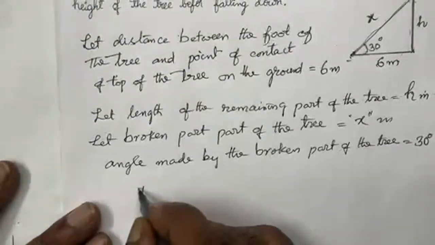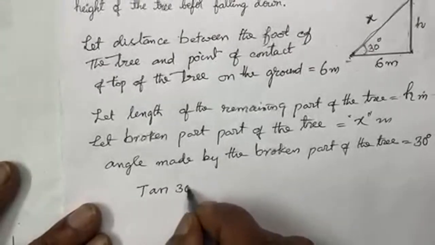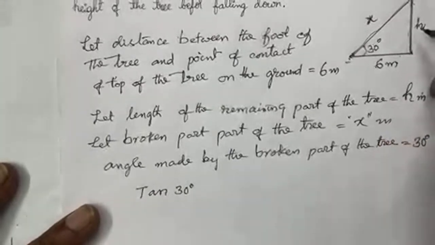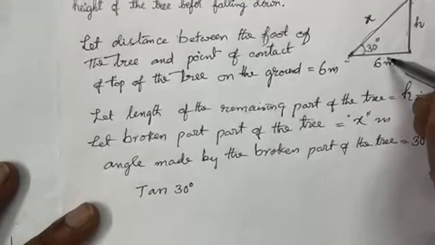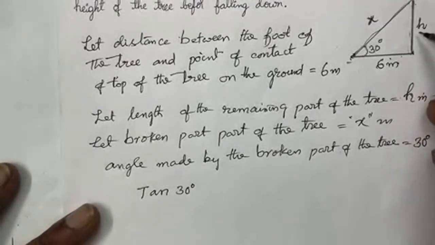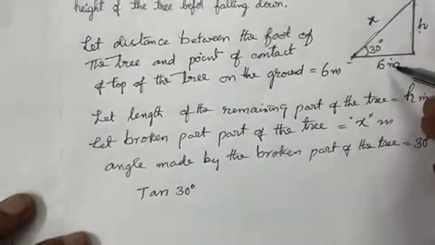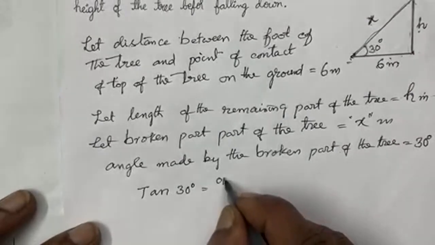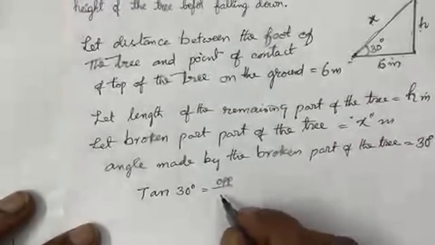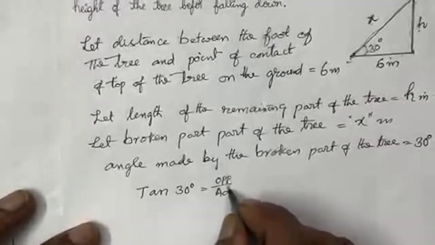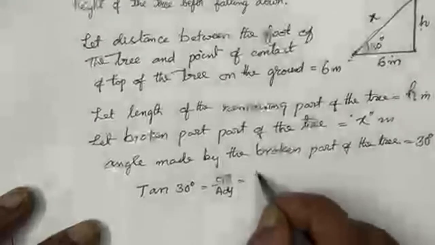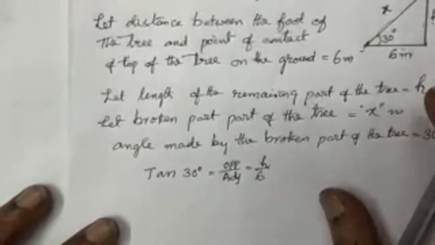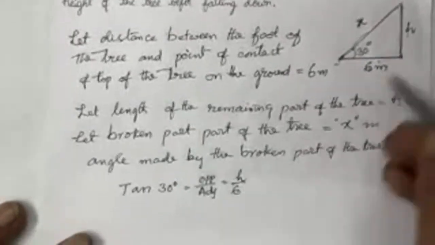Select the ratio. What ratio am I taking? Tan 30. Why I am taking tan 30, I will tell you clearly: because we have the information of the adjacent side. We don't know the opposite or the hypotenuse. Tan is the ratio of opposite by adjacent. Here the opposite is h and the adjacent is 6. So we have one piece of information, 6, and we have to find h.